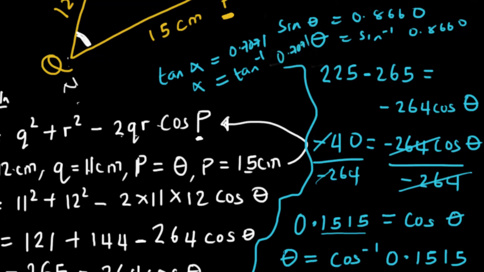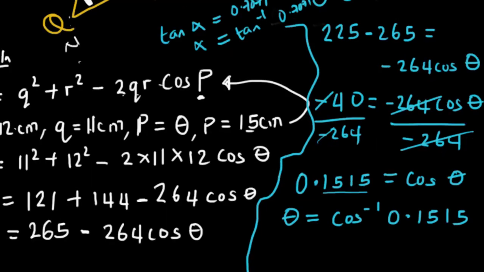I hope you understand this. So the way you get this is on your calculator, you press shift and then press cos before you type in the number. Does this make sense? So we've got theta equals cos inverse of 0.1515, which is approximately 81.3 degrees. And here is our answer. I hope you understand this topic perfectly. I really hope you do.